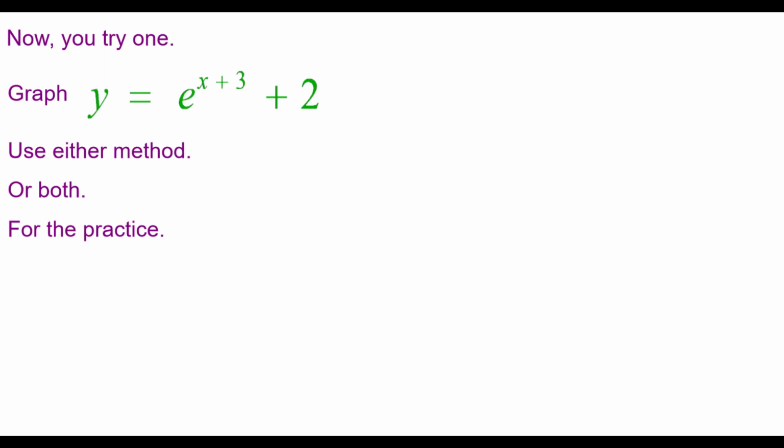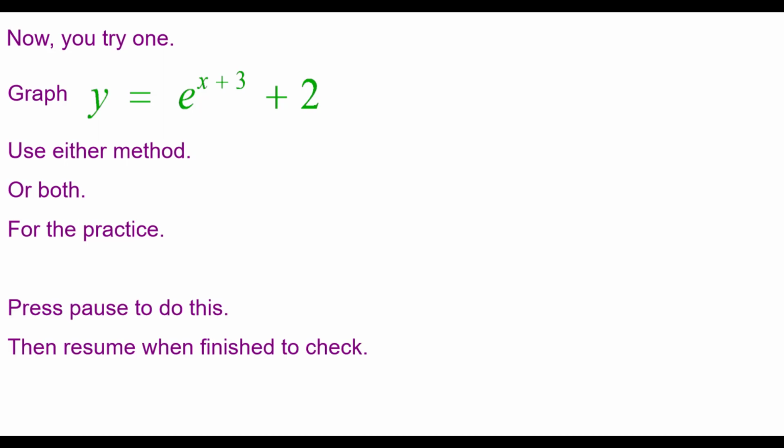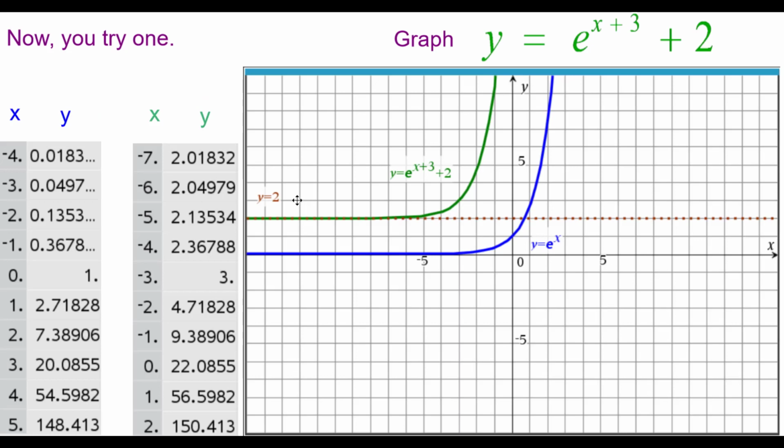Now you try one. Graph y equals e to the quantity of x plus 3 power plus 2. Use either method or both for practice. Press pause to do this and resume when you're finished to check your answer. And here's your answer. The graph is in green. Here's the table of values also.